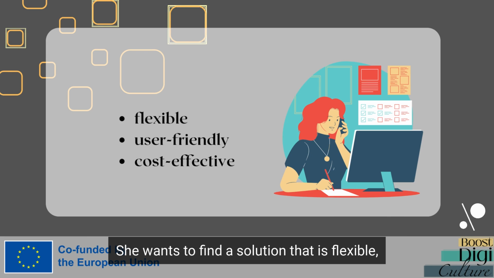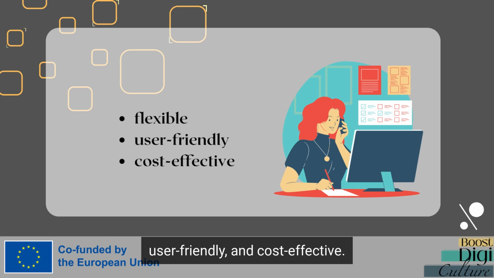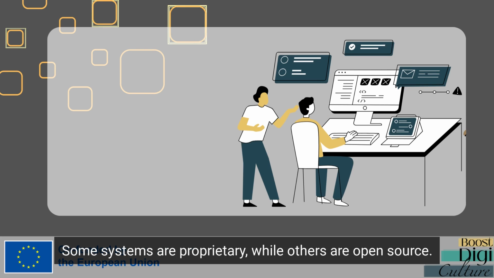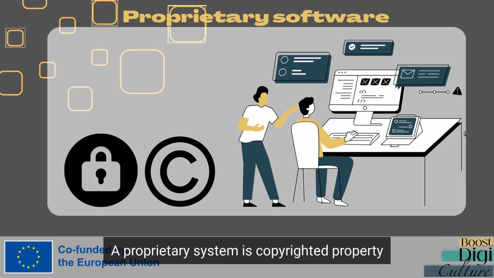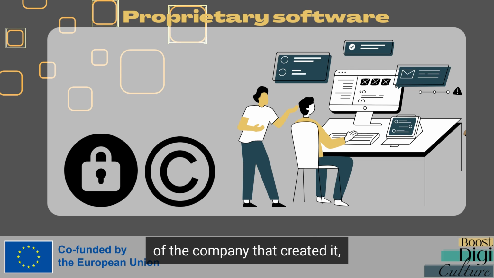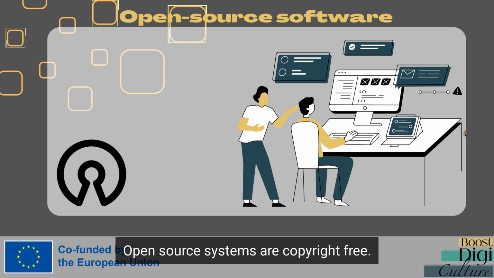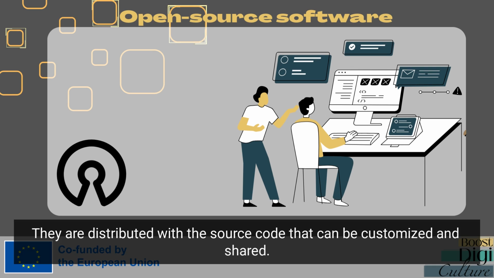She wants to find a solution that is flexible, user friendly, and cost effective. Some systems are proprietary, while others are open source. A proprietary system is copyrighted property of the company that created it, so the company charges license fees for its use. Open source systems are copyright free. They are distributed with the source code that can be customized and shared.